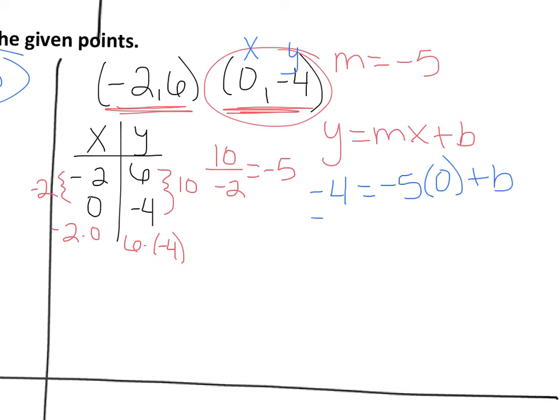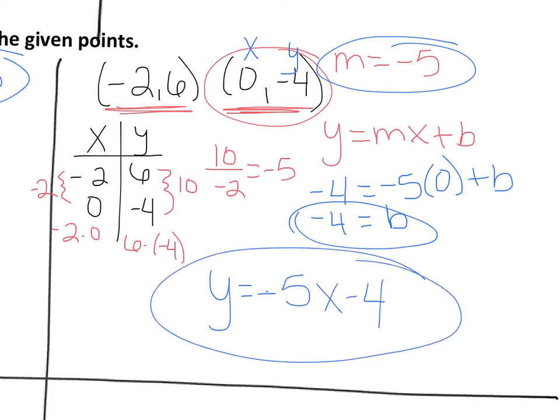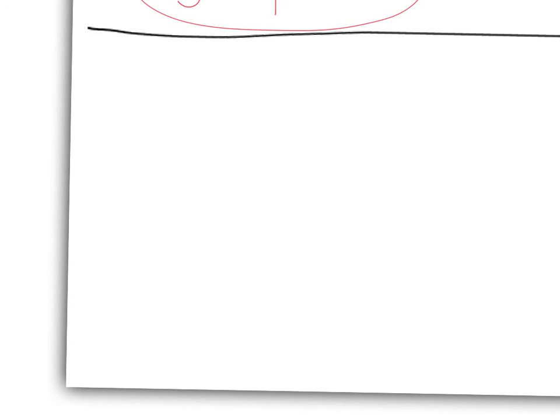So notice that negative 5 times 0 just turns into a 0, so I get negative 4 equals b, and I found b very easily. So I have my slope, I have my y-intercept. I can write the equation of my line. Y equals negative 5x minus 4. Okay, let's do one more together, and I want you guys to try the last one on your own.